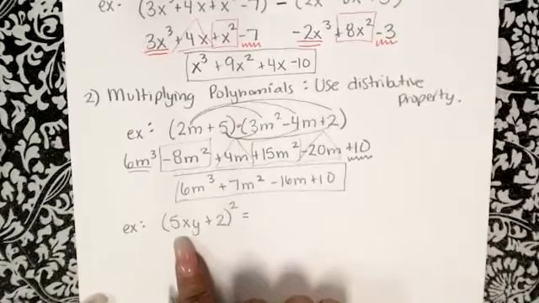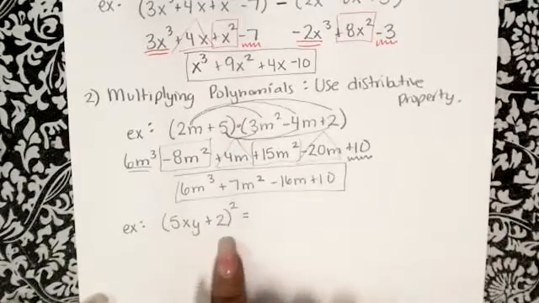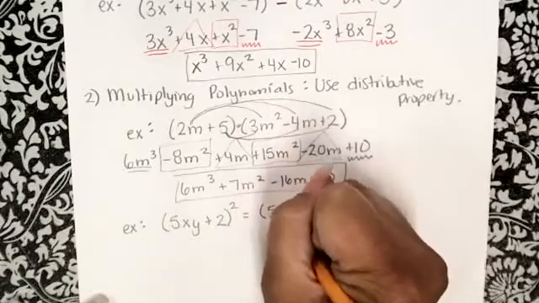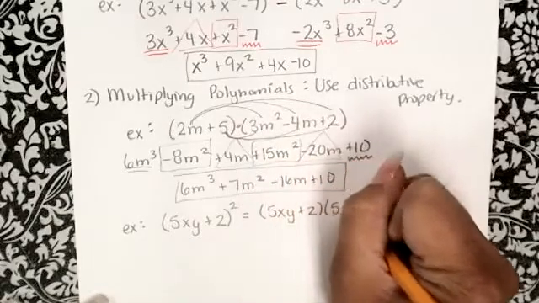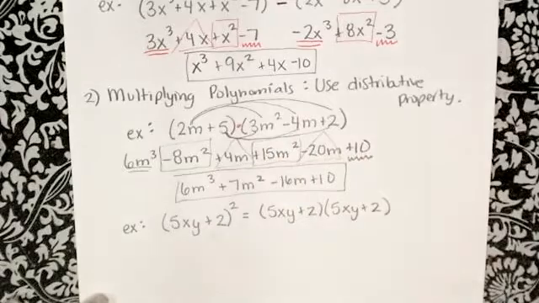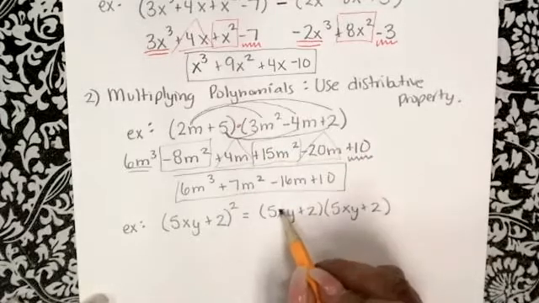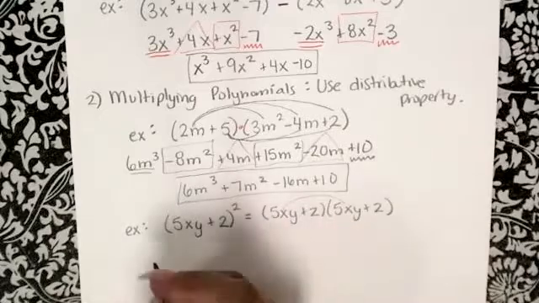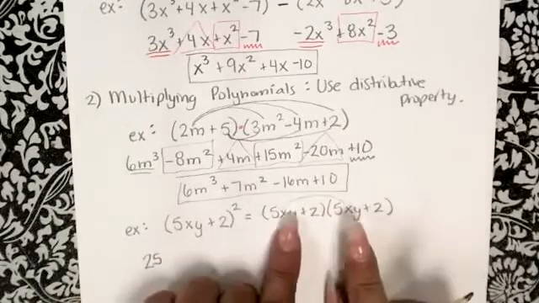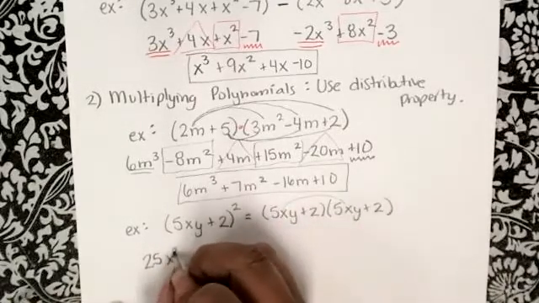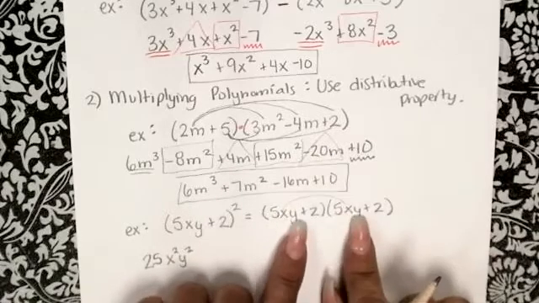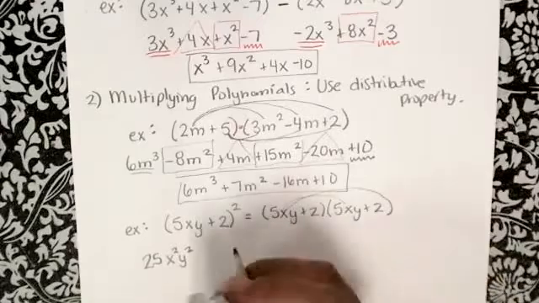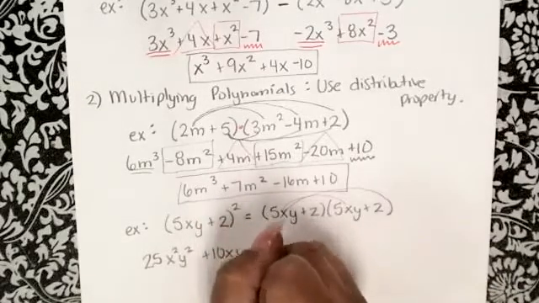Now, on this one, it says 5xy plus 2 squared. What that really means is you write the base 2 times. This really means 5xy plus 2 times 5xy plus 2. So now I'm going to start distributing. Don't let all the variables get you confused. Right here, 5 times 5 is going to be a 25. Now you have xy times xy. That's actually x squared y squared, because you have 2 x's and 2 y's. Then you have 5xy times 2, which is going to be a 10xy.